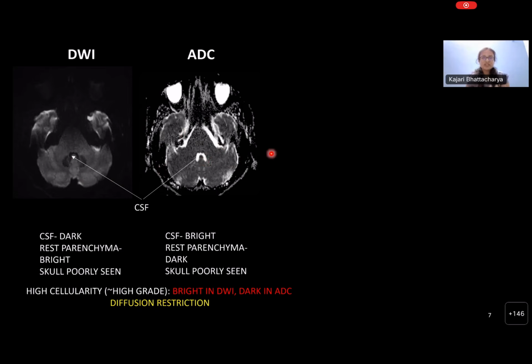Now, what do you mean by diffusion restriction? Diffusion restriction means the normal free flow of water is restricted, basically in tumors, generally due to the high cellularity of those tumors. So diffusion indirectly gives you an idea about the grade of the tumors. There are other reasons for diffusion restriction also, but grossly remember, the higher the diffusion restriction, generally the higher the grade of the tumor.